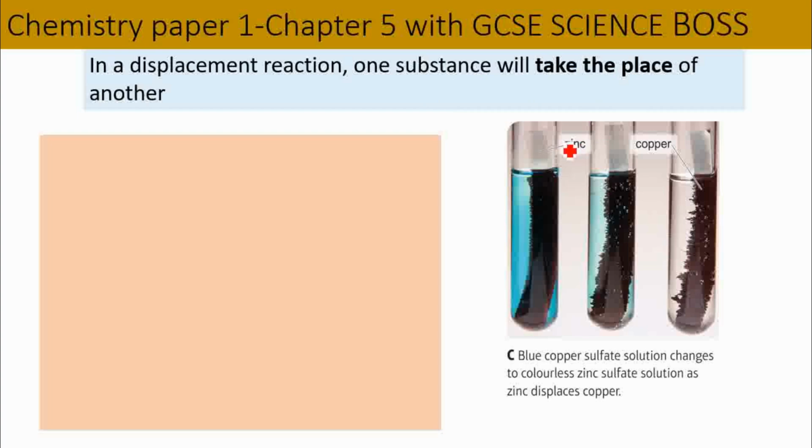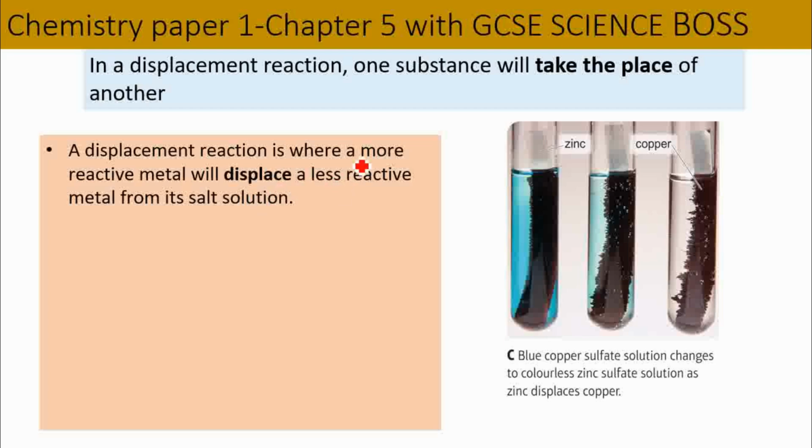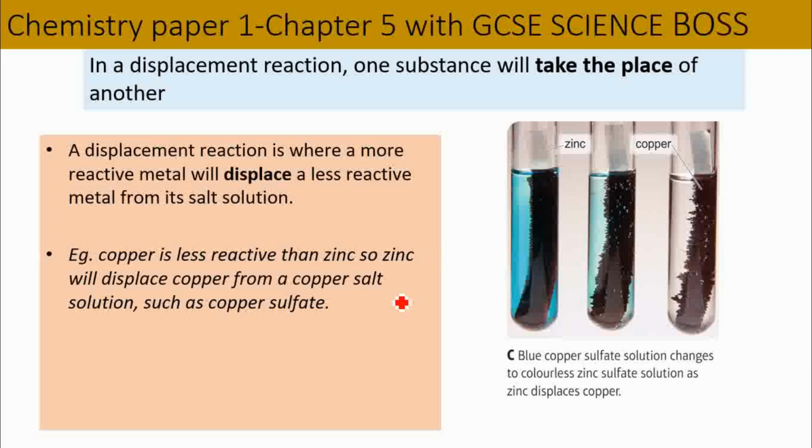So as you can see here, I have a piece of zinc. That piece of zinc is placed inside some blue copper sulfate. If you notice now, the copper sulfate solution is becoming less and less blue, because the zinc is taking the place of the copper. So a displacement reaction is where the more reactive metal takes the place of the less reactive metal from its salt solution. For example, we know that copper is less reactive than zinc, and we know that from the reactivity series. I'm going to put that up back in a bit. Therefore, zinc will displace copper from its solution.